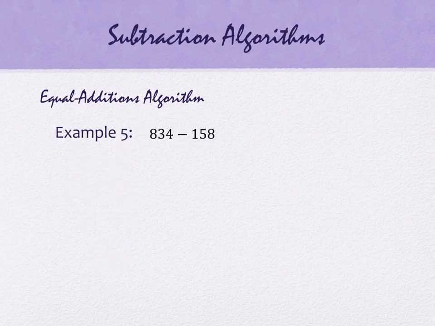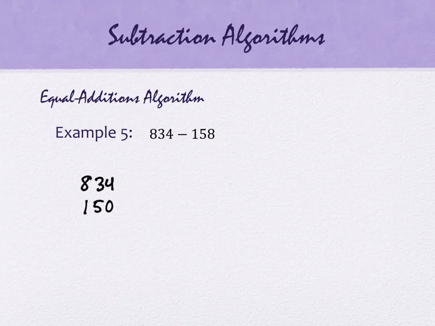All right, the last algorithm for subtraction is equal additions. And while we don't have an equal additions algorithm for addition, we do have something that's very similar. It was called opposite change or trading off. So the idea is that we don't want to borrow. Okay, that's the goal. So, whoops, that was an 8, wasn't it?